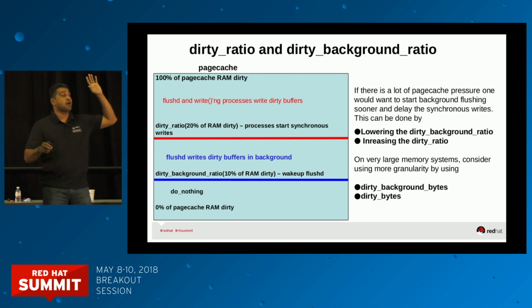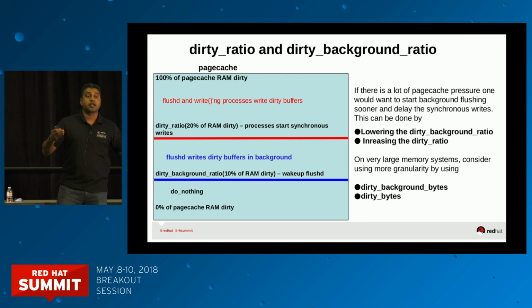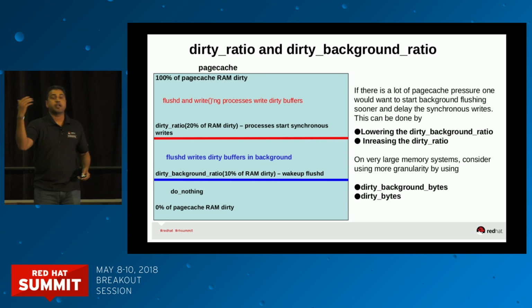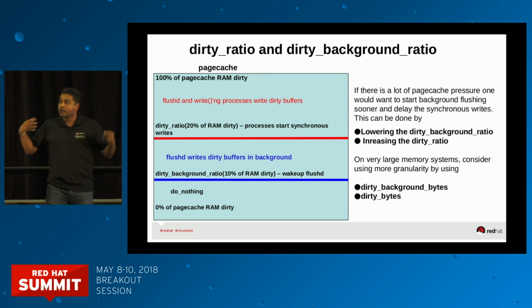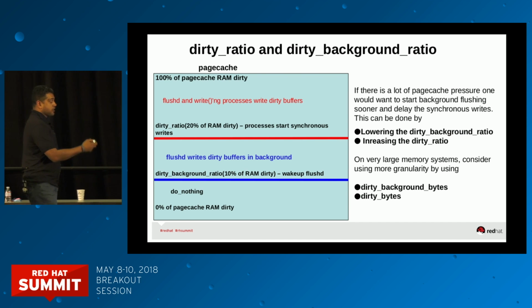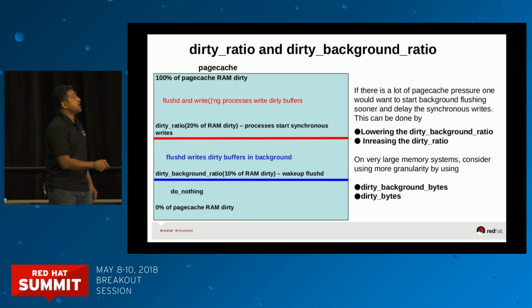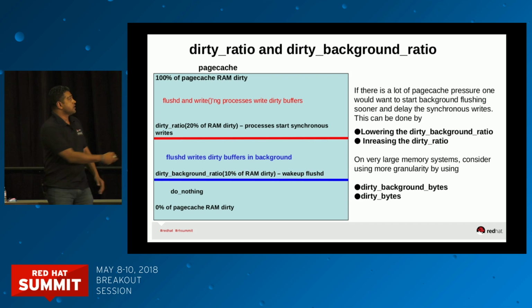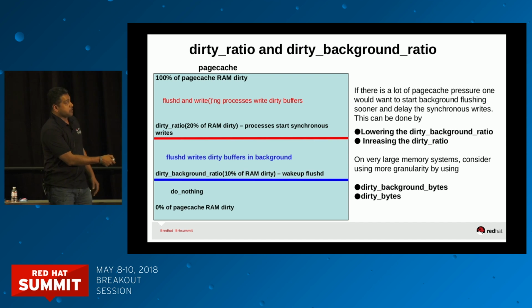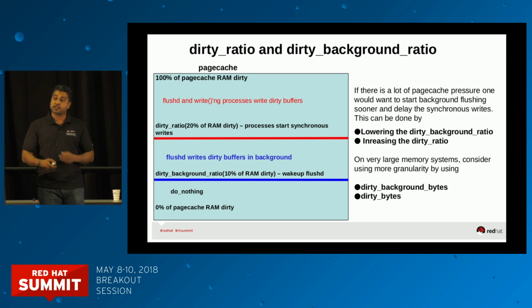How many people have encountered systems where you're running a database and suddenly things get sluggish, non-responsive? We run into this problem all the time, especially when the system tends to get busy. This is one way to alleviate that problem. The easiest way is to flush as many blocks as you can in the background. So you lower dirty background ratio to maybe 5%. On large systems, you can go as low as 1%, so that flushd wakes up and starts flushing, especially on busy systems.